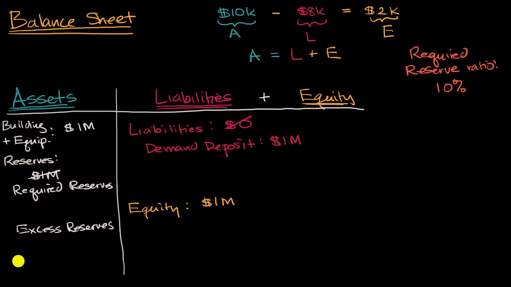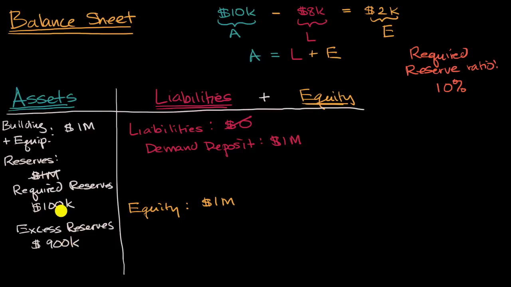Now, what do you think are going to be the required and excess reserves in this scenario? Pause this video and figure it out. Well, required and excess are going to add up to my total $1 million of reserves. The required reserves are 10% of my demand deposits. So I have to keep 10% of this $1 million, which is $100,000. And then the rest is excess reserves of $900,000.